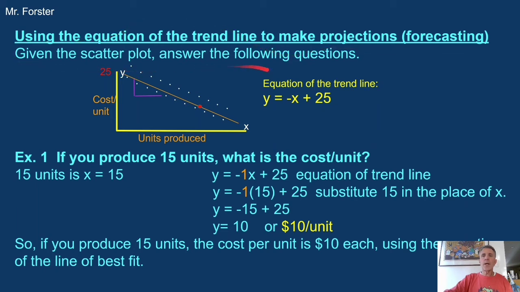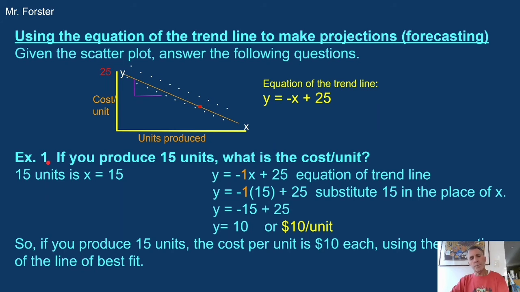So given the scatter plot, answer the following questions. And so we see that this is a negative slope, and we put the line of best fit in there. And I would have put it a little bit higher actually here. But as the units produced increases, the cost decreases, cost per unit. So we found the starting value, which is 25, and this is down one. For each unit produced, it goes $1 cheaper, I guess. So the -1 is the slope, and so there's the equation of the trend line. And that's important to be able to do that.